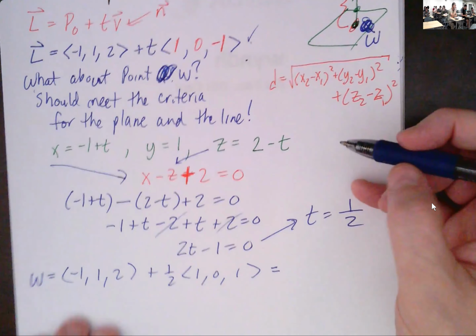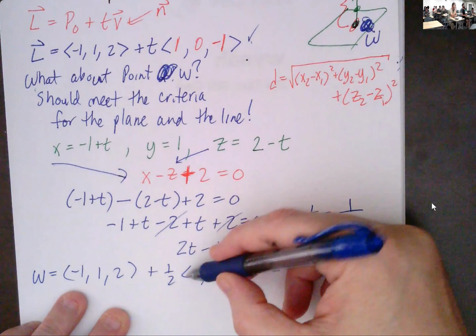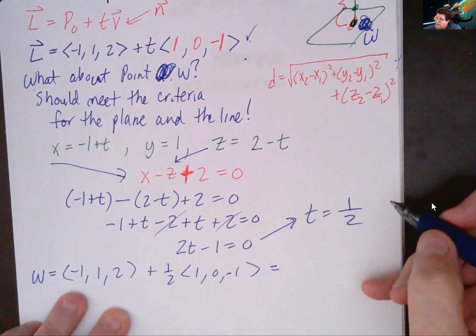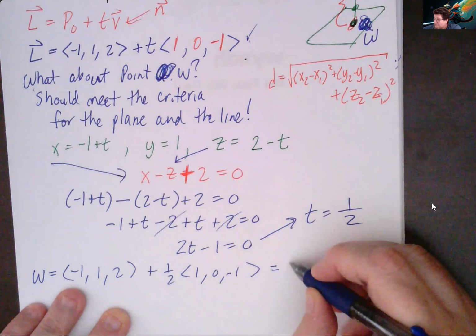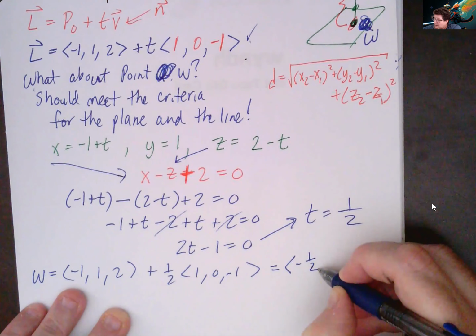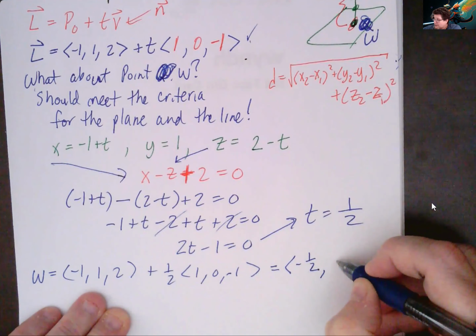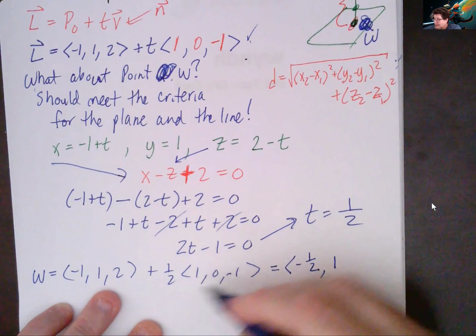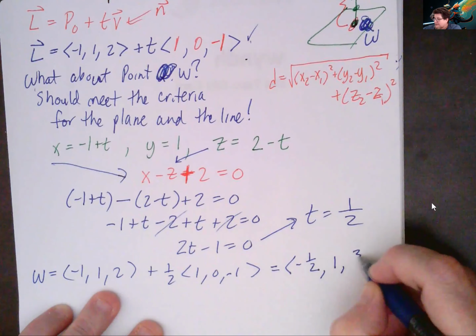Negative in Z. Second. Oh, you're right. Right there. -1 plus 1/2 is -1/2. Then I got 1 plus 0, or 1 plus 1/2, 0 is 1 still. And then 2 minus 1/2 is 3/2.